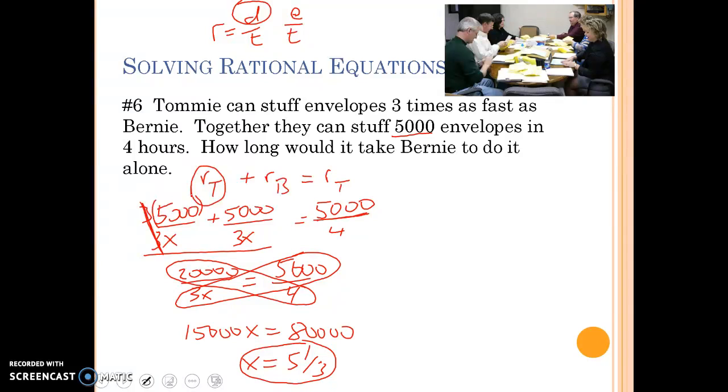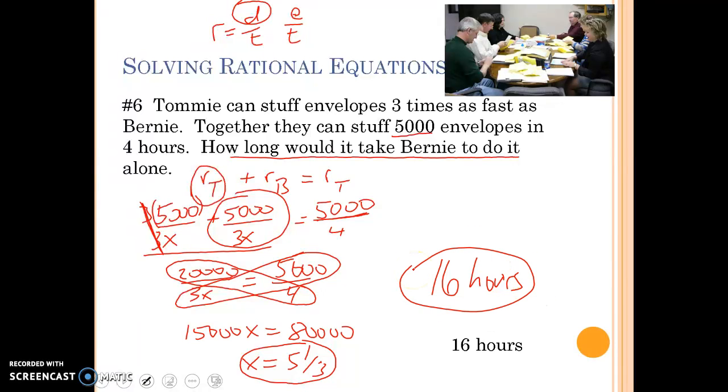However, if the question was, how long would it take Bernie to do it by himself? Well, Bernie would stuff 5,000 envelopes in 3 times X. Well, that's 3 times 5 1/3. That's 16 hours if he were to do it by himself.